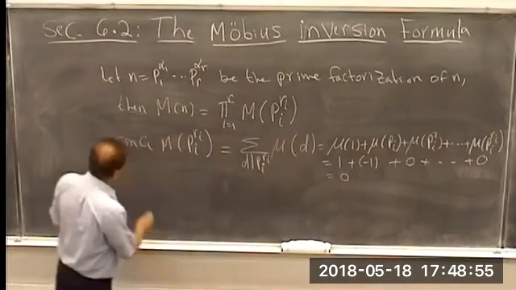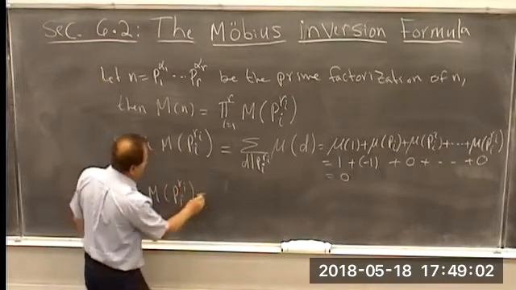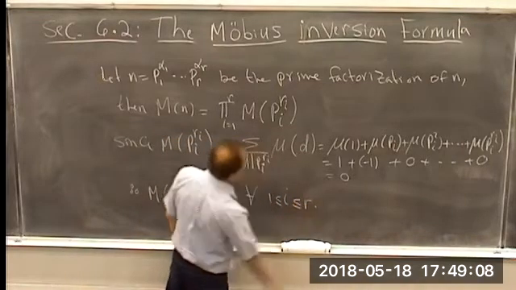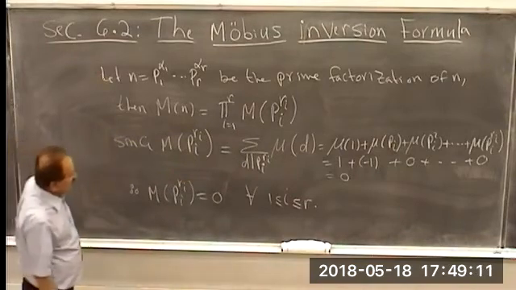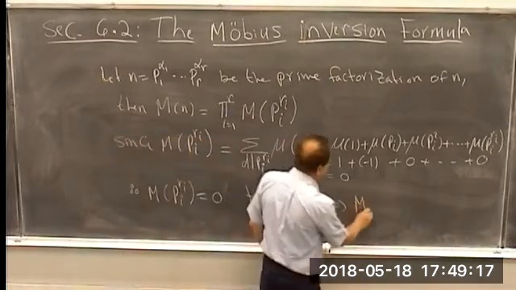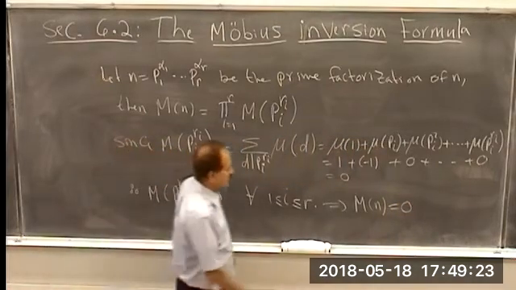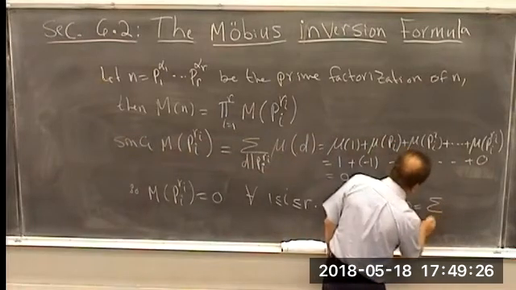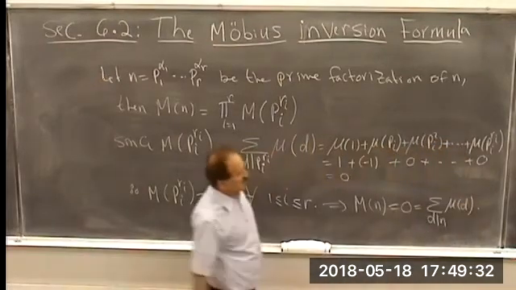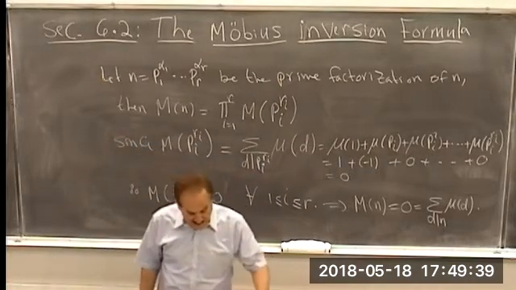So this is what we have so far. Therefore, M of p_i^alpha_i is equal to 0 for every i between 1 and r. But now this implies that M of n is equal to 0. And remember, this M of n is equal to the sum over d dividing n of mu of d. And this takes care of the proof. All right, a very important property that we're going to be using again.